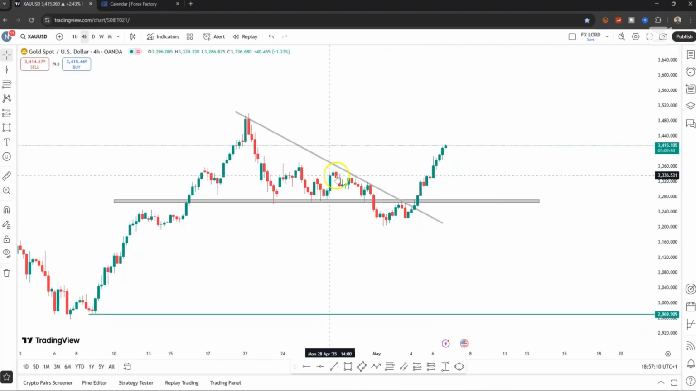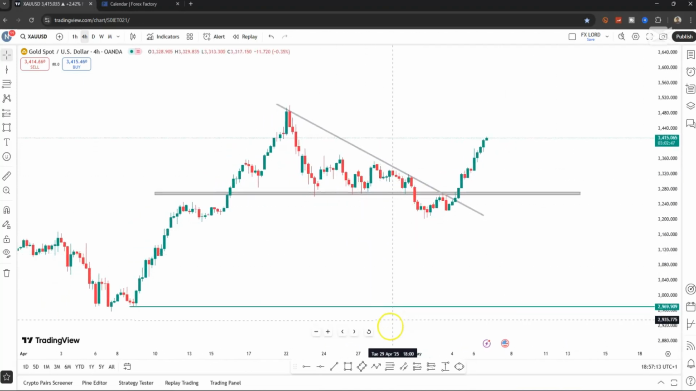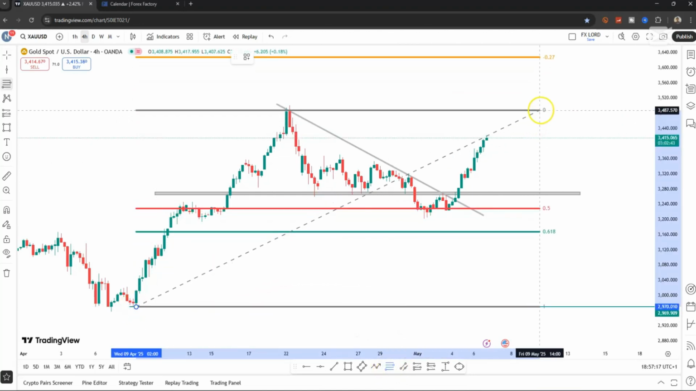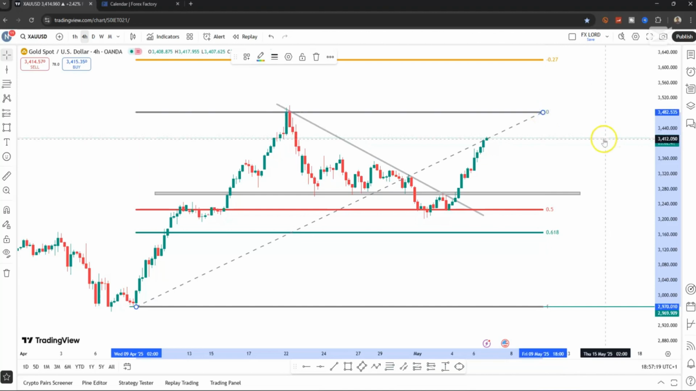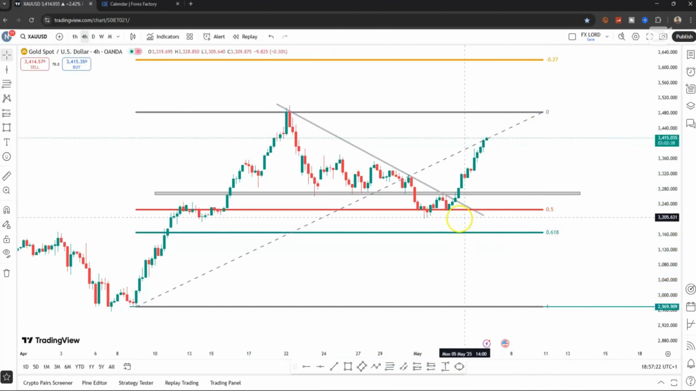Okay, so after I saw this move, I brought out my Fibonacci tool. So I drew out my fib from here to this high. So this was my fib level, and you can see this is my 50% fib level, right?